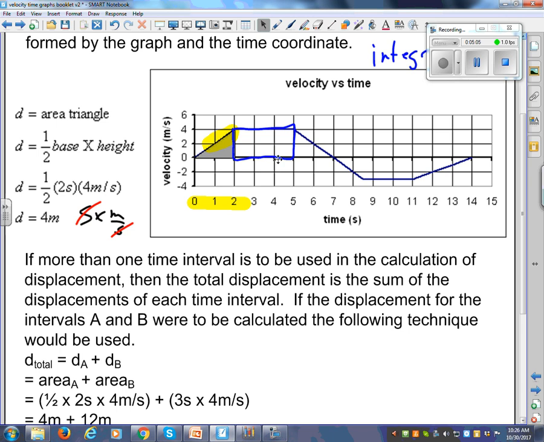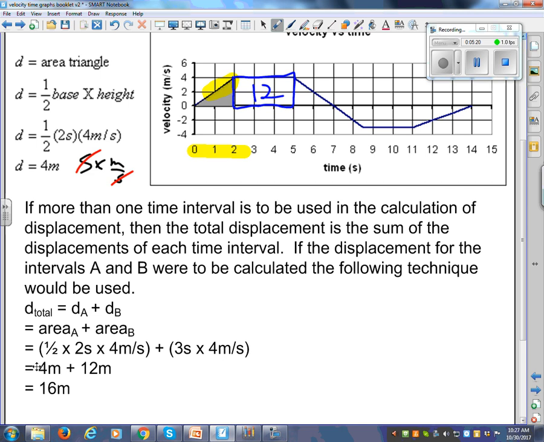Now here you got to be careful because some people might say that the height is 2, but it's actually 4 because we're going up by 2s, right? So it's 3 over and 4 up, so that's a displacement of 12, right? 3 times 4 is 12. The original one was 4. You add them together, 16 meters.